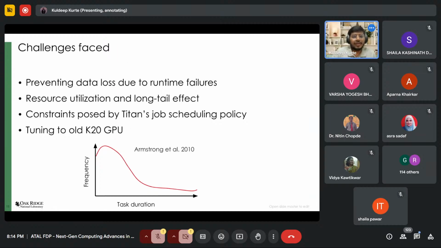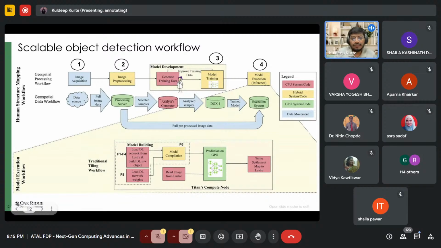In the next few slides, we'll be discussing more about the first two points. How we address the problem of preventing data loss while running the job, how we addressed the fair resource utilization challenge, and how we avoided the long tail effect to some extent. Those are the two specific challenges that we worked on. So please feel free to jump in if you have any doubts.